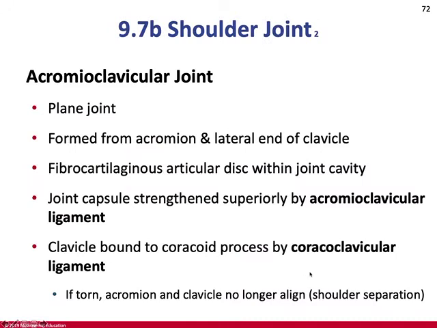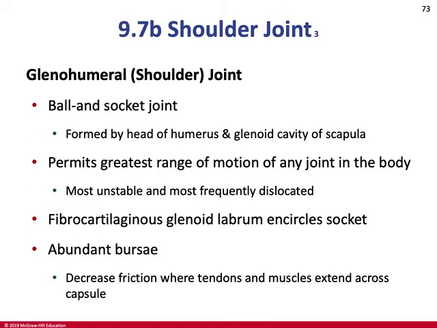The acromioclavicular joint is a plane joint formed from the acromion and the lateral clavicle. Fibrocartilaginous articular discs in the cavity divide it into two chambers. The joint capsule is strengthened by the acromioclavicular and the coracoclavicular ligament. If this gets torn, the acromion and the clavicle don't align anymore, and we call that a shoulder separation.